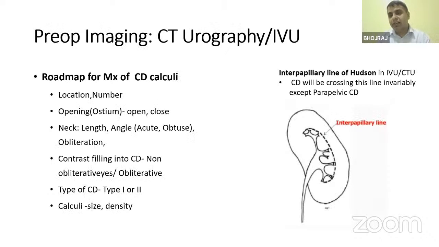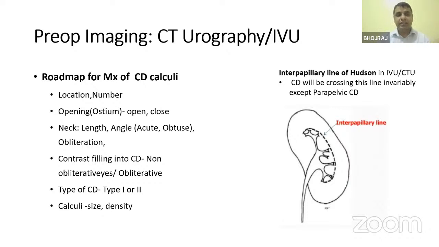Preoperative imaging, the most preferred one is CT urography or IVU, whichever you prefer. Keep in mind that this is a roadmap for management of calyceal calculi. This will give us an idea about the location of the calyceal diverticulum, number of diverticula, whether the ostium is open or closed, neck length, angle, whether it is acute or obtuse, or whether it is obliterated or not. Contrast filling into the calyceal diverticulum means that it's a non-obliterative one. And sometimes if the contrast does not go, then you think that it might be an obliterative one.